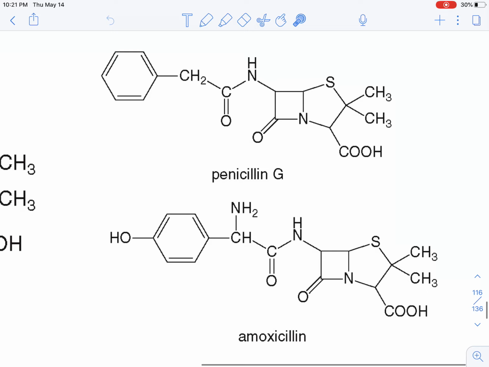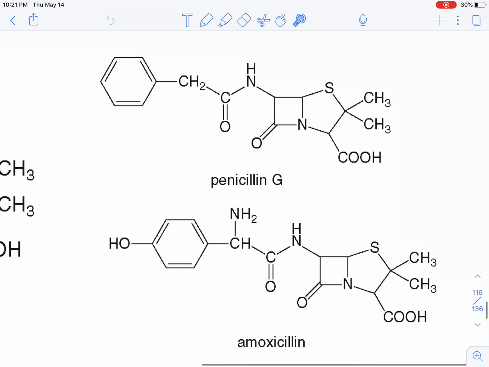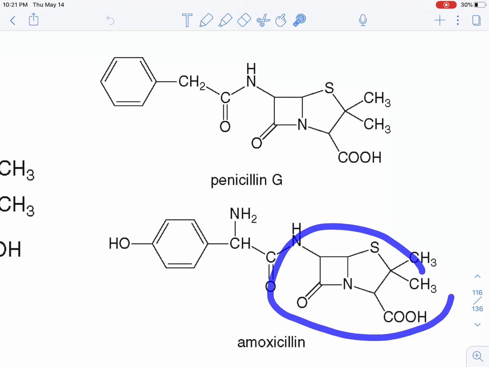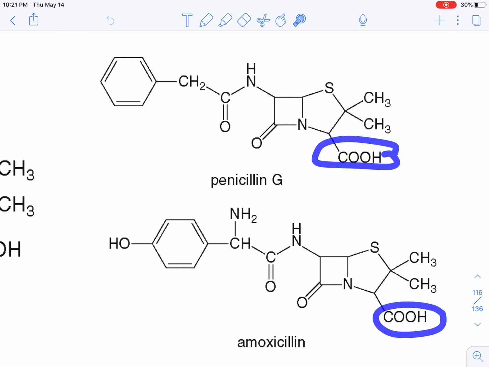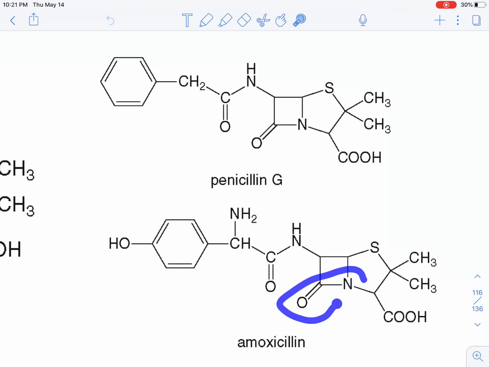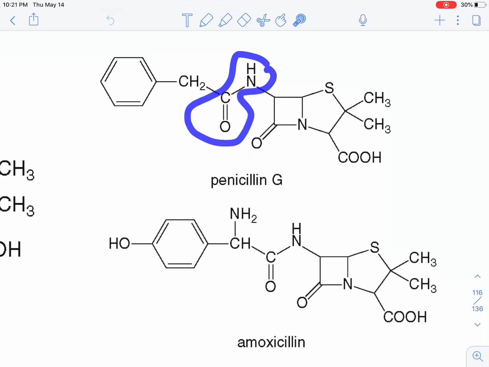So looking at these two structures, we have penicillin G once again and amoxicillin. Amoxicillin is a derivative of penicillin. So notice that they have the same type of structure. We have a carboxylic acid, COOH. We have an amide, or specifically a lactam, since it's in a ring. We have a lactam again. So here we have an amide.